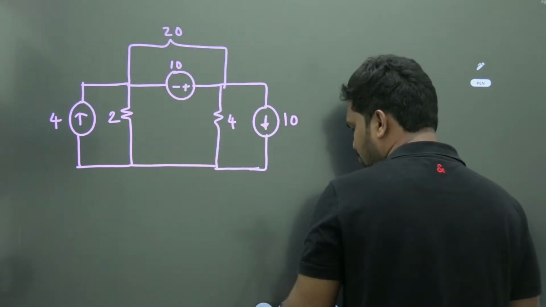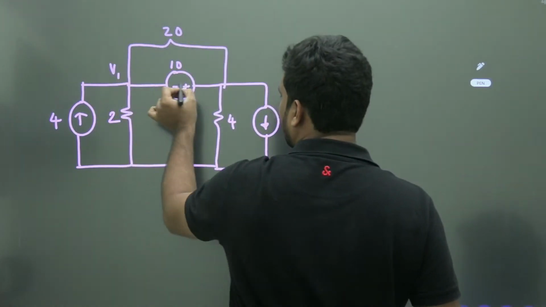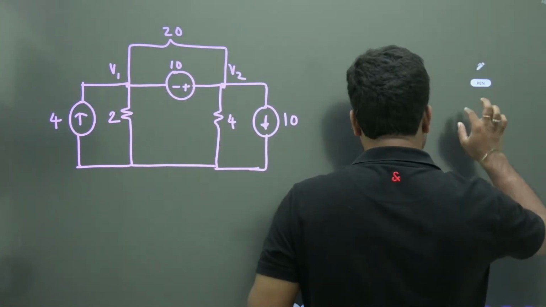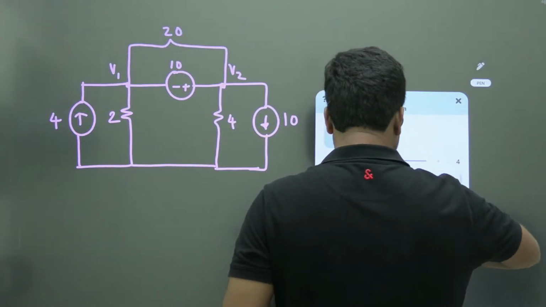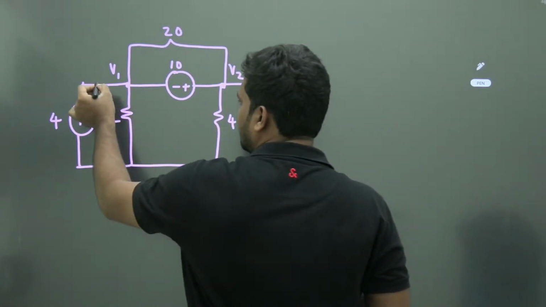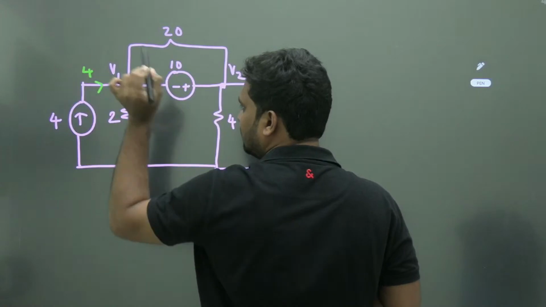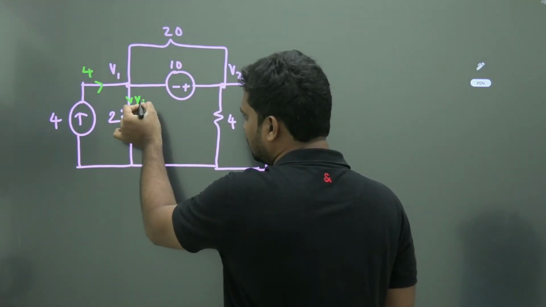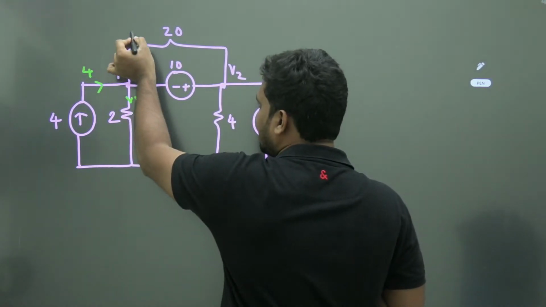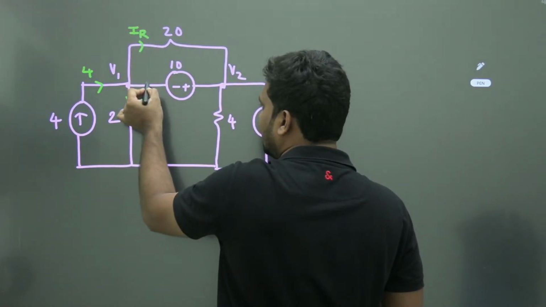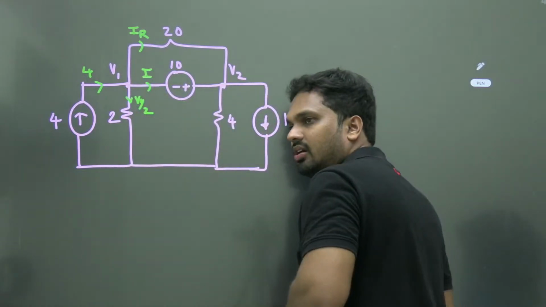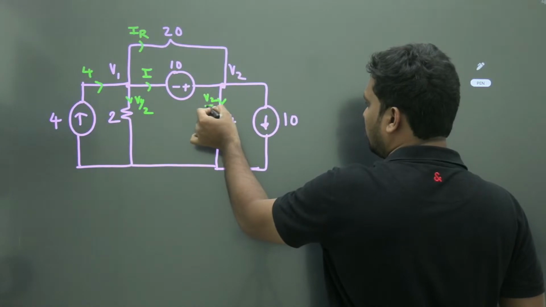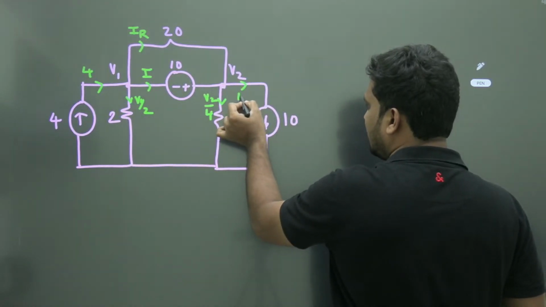Here the examiner gave the question for V1 and V2. Here this current is 4 ampere. Understand? This current is V1 by 2. This current is IR and this current is I. Understand? Here V2 by 4 and this is 10.